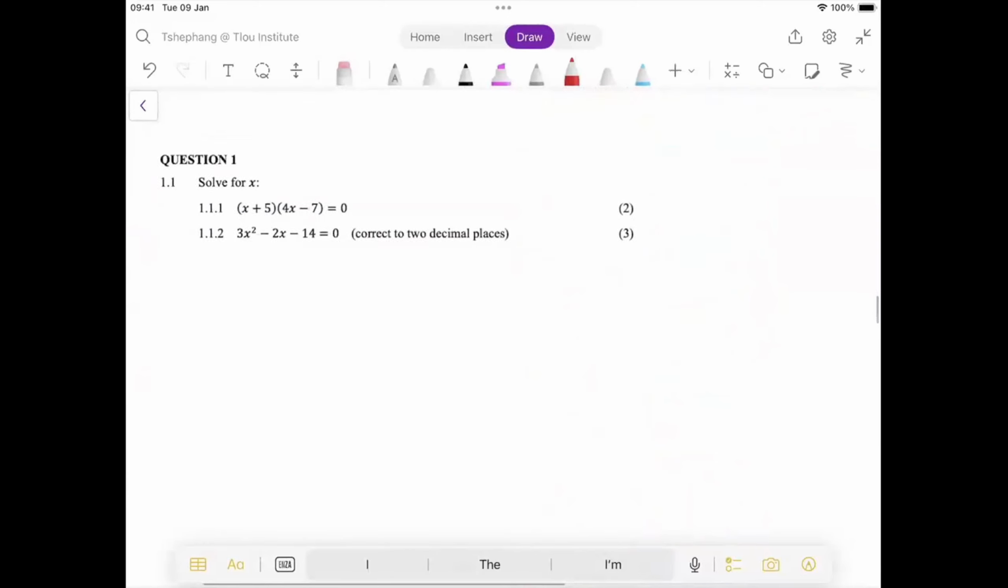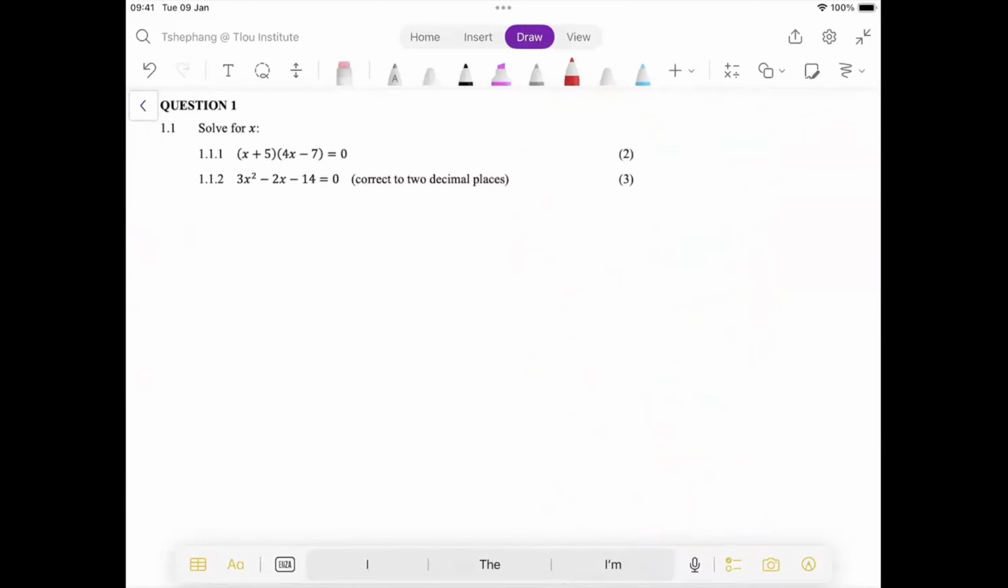Now, finally starting with questions. The very first question says, solve for x. This question is for 2 marks, so there isn't a lot that you need to do. You just need to give us those answers because they already equated it to 0. So we can immediately say that x equals -5 or x equals 7/4, and we get our 2 marks.